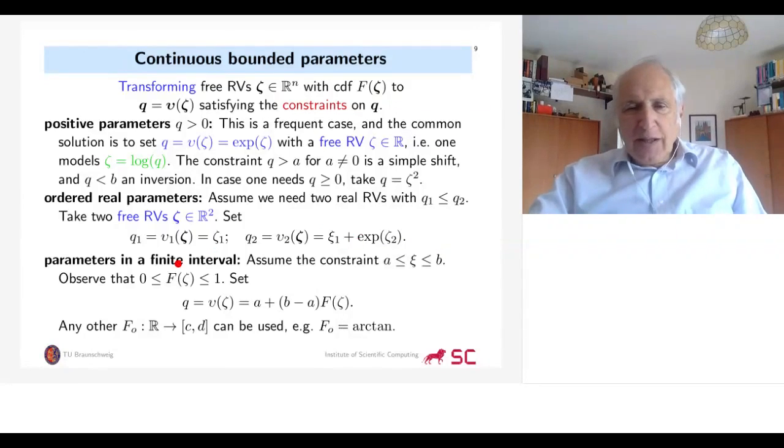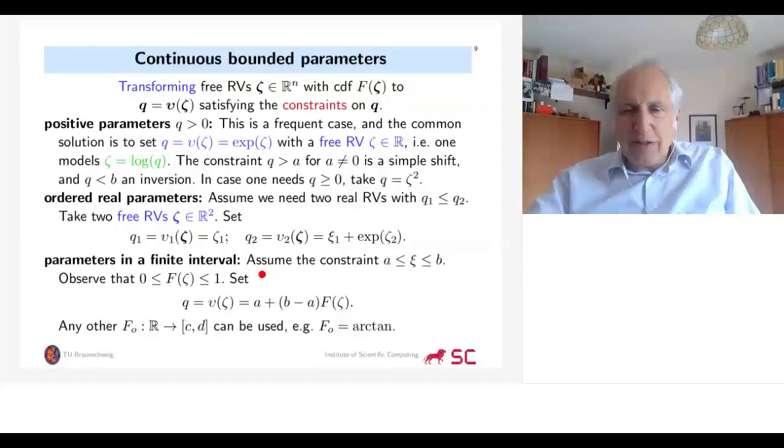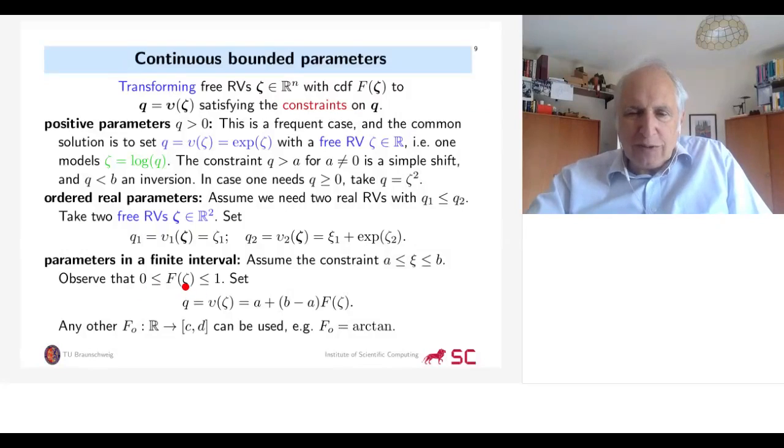And if you want parameters in a finite interval, you can actually take the distribution function. Because if you have a free random variable, this distribution function goes from 0 to 1. It is a mapping from this free random variable into a finite interval, and all you have to do is now to change this interval. Sorry, it should be Q here, not C. Like this. So what is this transformation? You scale it to the length of the interval and then shift the lower point from 0 to A. So that's what this does.